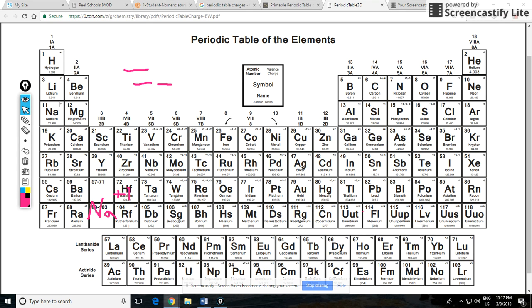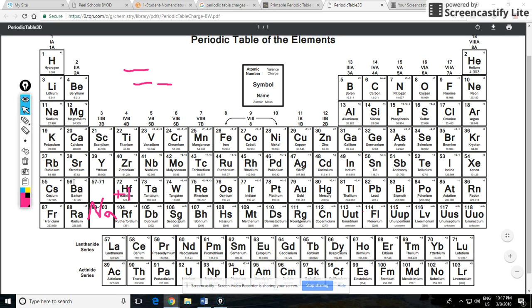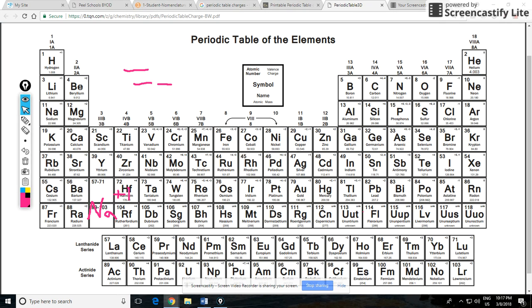Some periodic tables will give you that, others won't, so you should know how to find the charge even if you didn't have it in your periodic table. If something was in group 2, there's 2 valence electrons, it would rather lose 2 than gain 6. So it would be plus 2. When you lose electrons, you become positive. Electrons are negative. They're like negative thoughts. You lose negative thought, you become a more positive person.